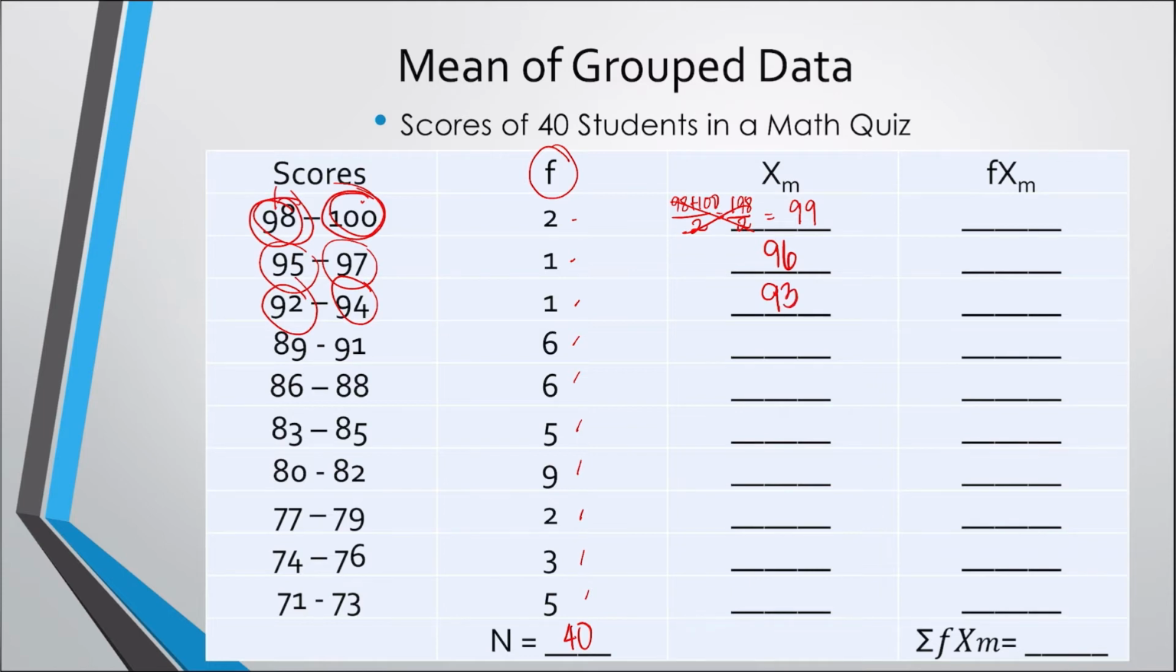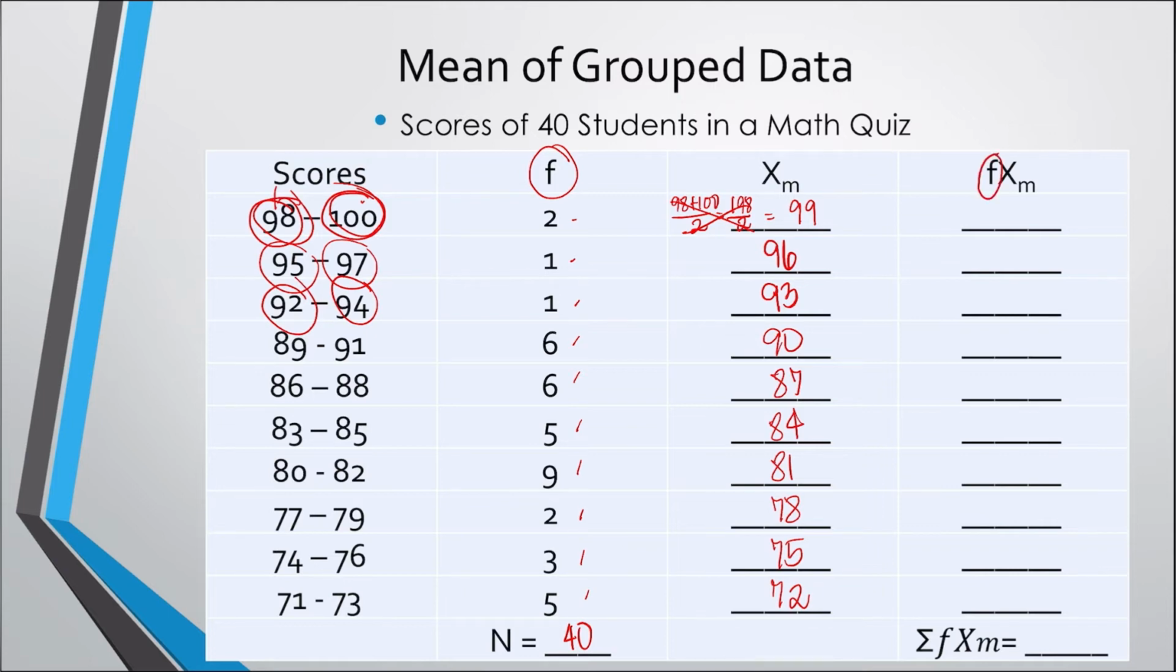Dito naman ay 90. Dito naman ay 87. Dito naman ay 84. Next is 81. Next is 78, 75, and 72. Okay? Next is fx sub m.